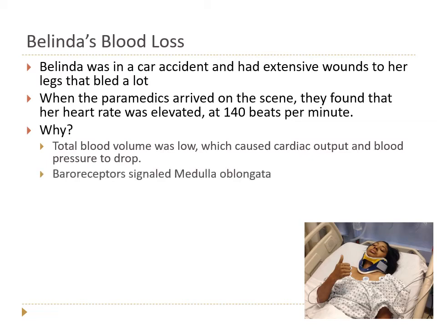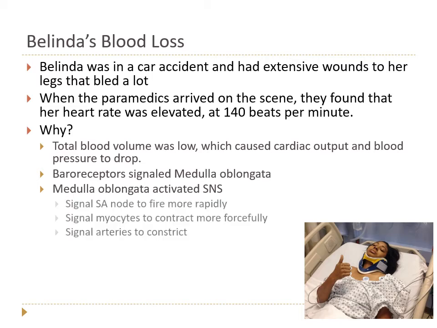So the baroreceptors then are going to signal the medulla oblongata, say we have a problem here, blood pressure is too low. Medulla is going to activate the sympathetic nervous system, which is going to cause the SA node to fire more rapidly to increase the heart rate. It's going to tell the myocytes to contract more forcefully to increase contractility. So those two things together will increase cardiac output. And then it's going to also signal the arteries to constrict so that we can maintain sufficient pressure in the system to deliver blood to all the essential organs. So that is why her heart rate is 140.